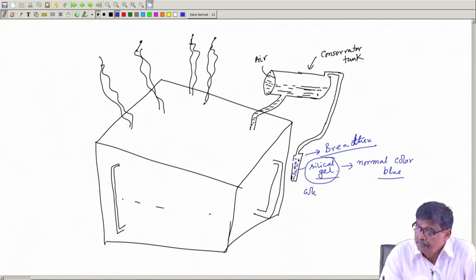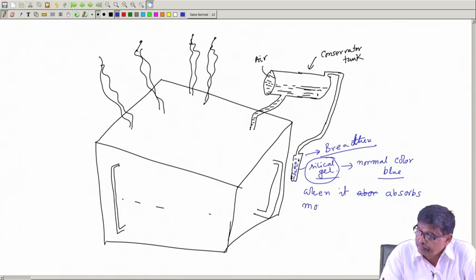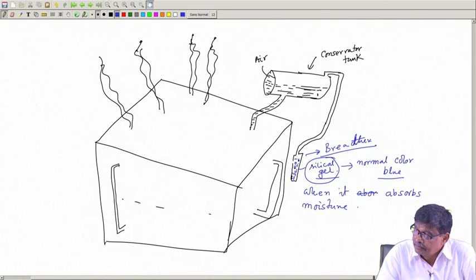When it absorbs moisture, color changes to pink.